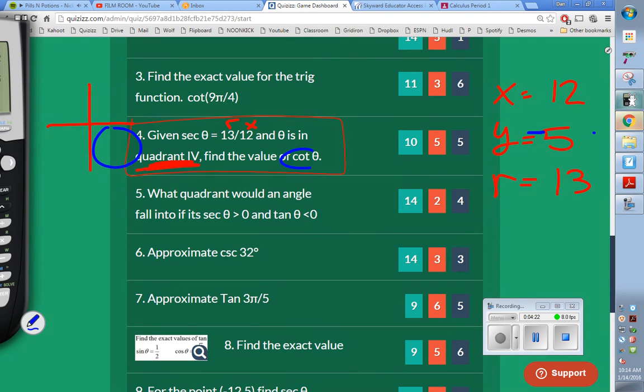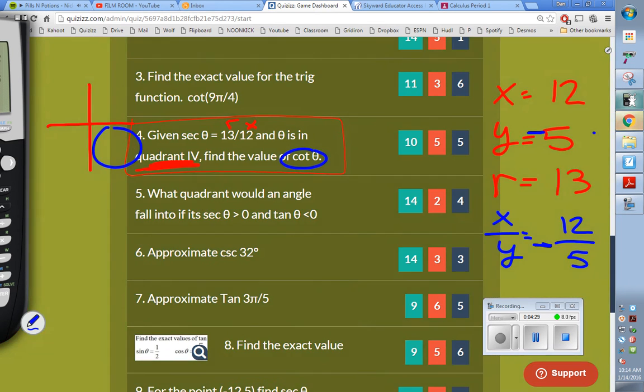All right? And then if I did cotangent, cotangent is x over y. So my answer is going to be 12 over 5, and it's negative.